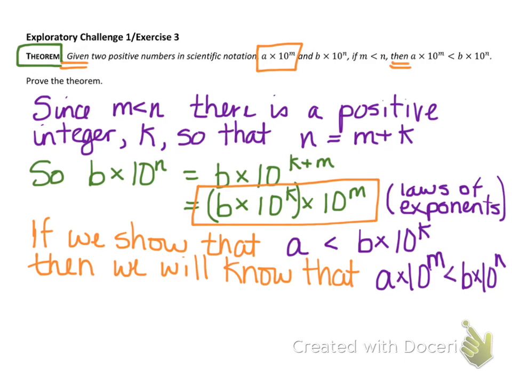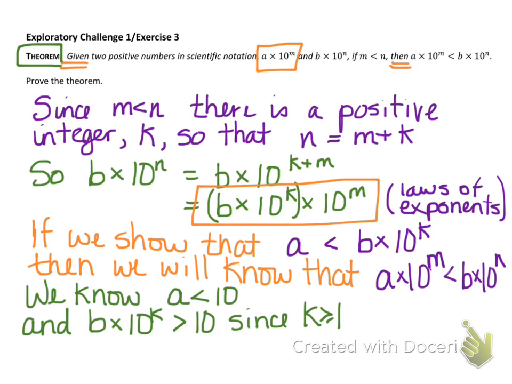So what do we want to do now? Okay, so here's where this gets really fun. We know that those two numbers were in scientific notation. That's one of the things we were given. So what do we know about a? Well, we know that a is less than 10 because that number was in scientific notation. So a has to be less than 10. And here's another thing we know. b times 10 to the k has to be greater than 10 because b is a number between 1 and 10.